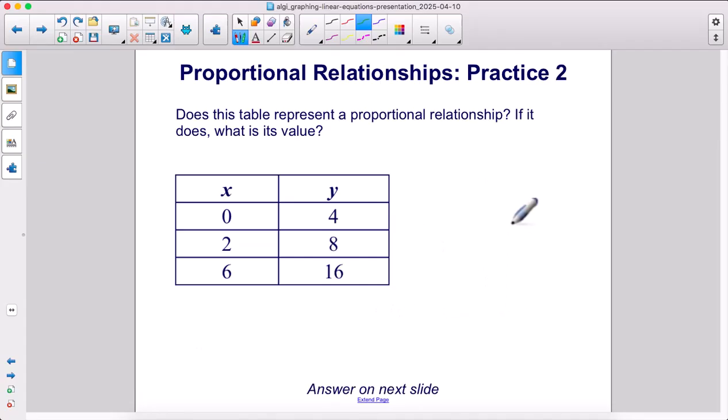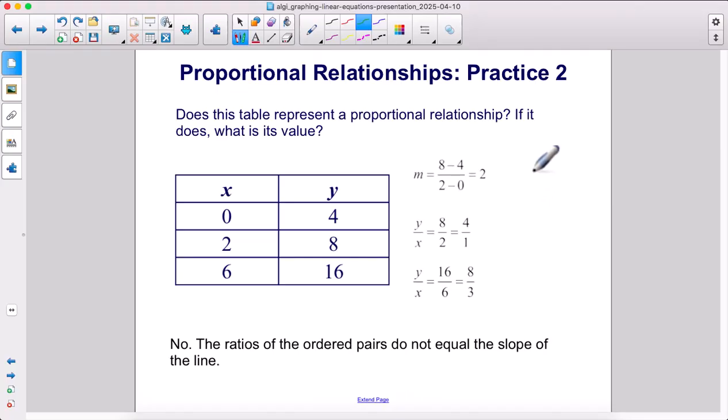Does this table represent a proportional relationship? If it does, what is its value? This table does not represent a proportional relationship because 8 over 2 is 4, but 16 over 6 is 8/3. So the ratios of the ordered pairs do not equal the slope of the line. Therefore, it is not a proportional relationship.